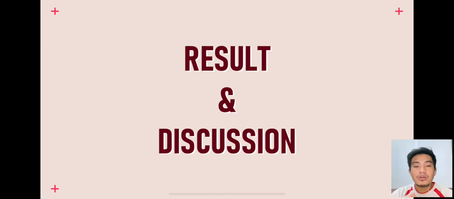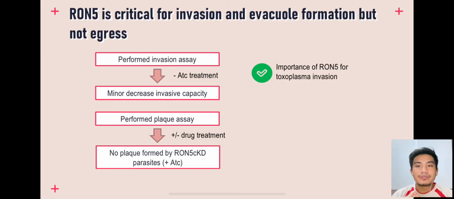So we go to the most important part of this presentation, which is the results and discussion. So first, the study about RON5 is critical for invasion and vacuole formation but not ingress. The only rhoptry neck proteins known to localize to the moving junction are RON2, 4, 5, and 8, which are thought to play a key role in host cell invasion.